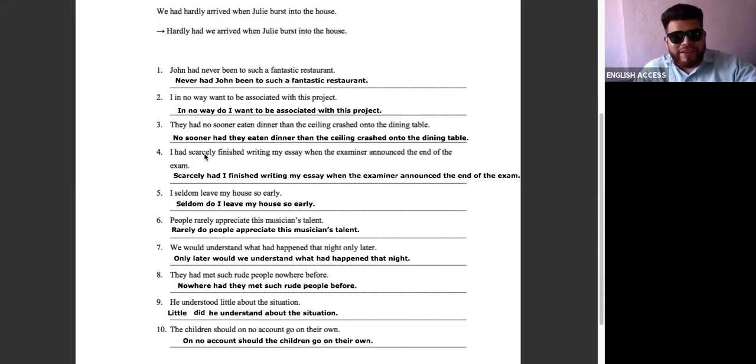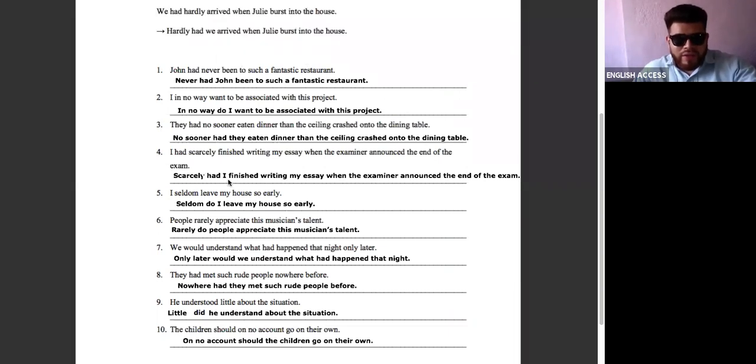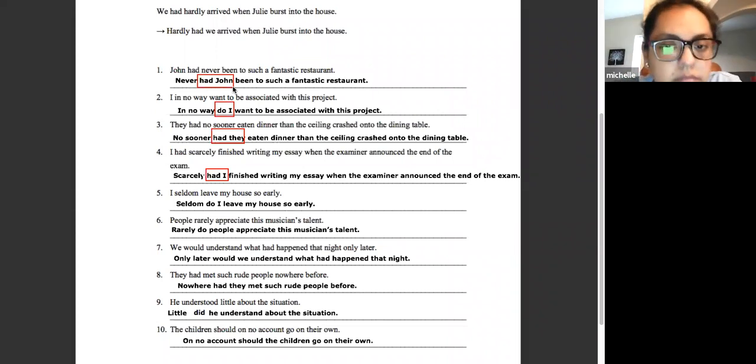So look, now the most common mistake with this is that you forget to change these. That will be your biggest mistake. And this will be an option. For example, number one, never had John been to such a fantastic restaurant. They're going to ask you, circle the correct sentence. Never had John been to a fantastic restaurant. Never John had been to such a fantastic restaurant. Or never John has been to a fantastic restaurant.